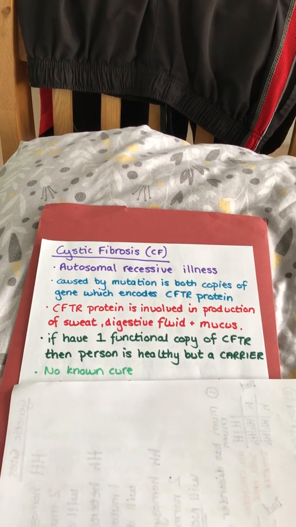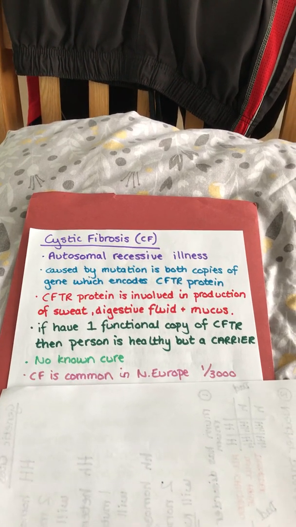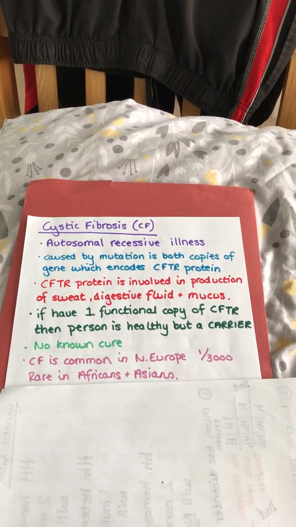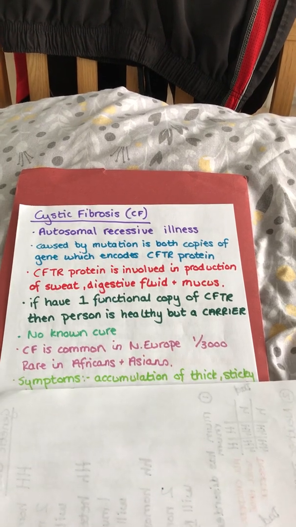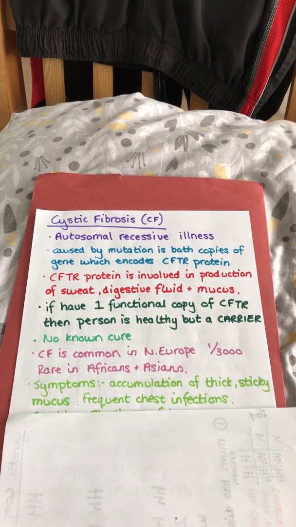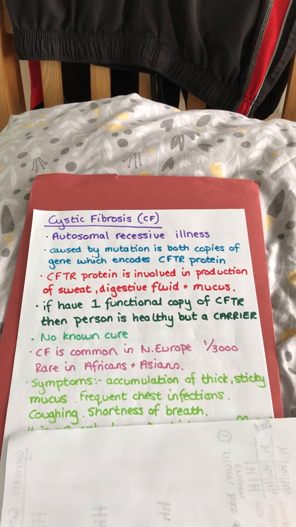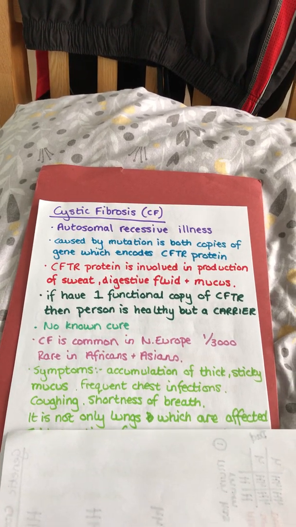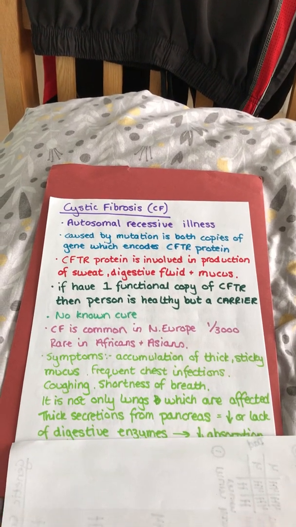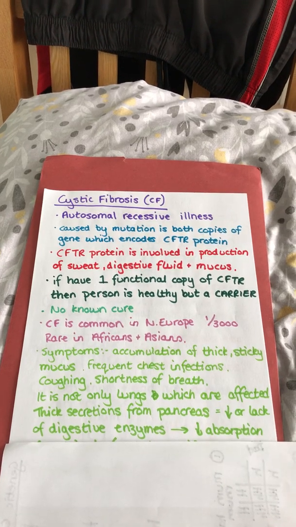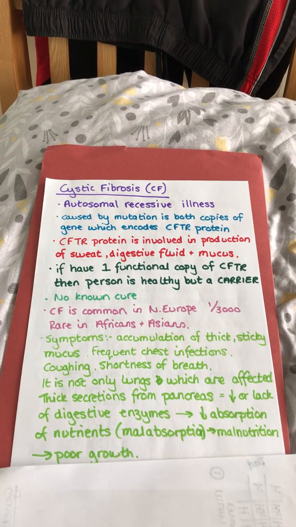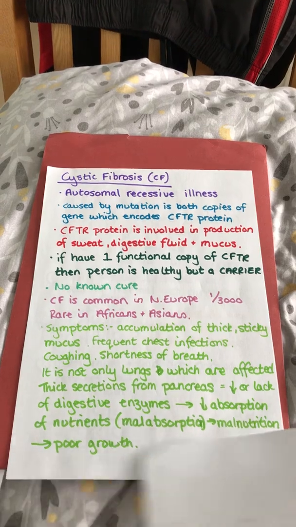There is no known cure for cystic fibrosis. It's common in Northern Europe, where about 1 in 3,000 people have it, but quite rare in African and Asian parts of the population. The symptoms are an accumulation of thick, sticky mucus. You have frequent chest infections, coughing, and shortness of breath. It's not only the lungs which are affected. You get thick secretions from the pancreas, so you get a decrease or a lack of digestive enzymes. This decreases the absorption of nutrients and can lead to malnutrition, which then results in poor growth.